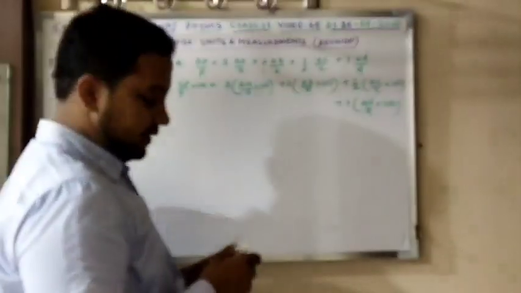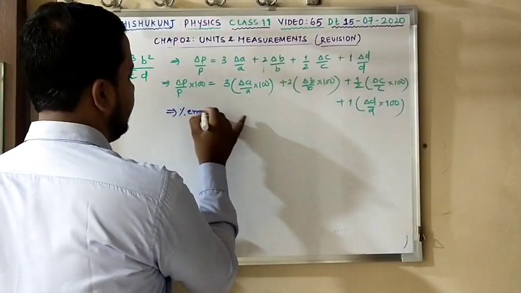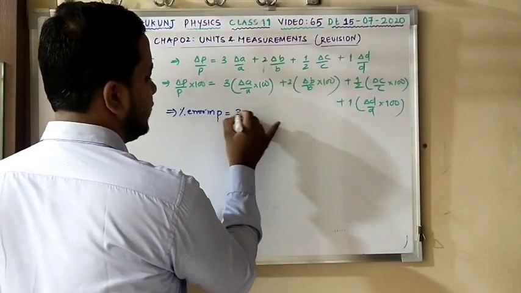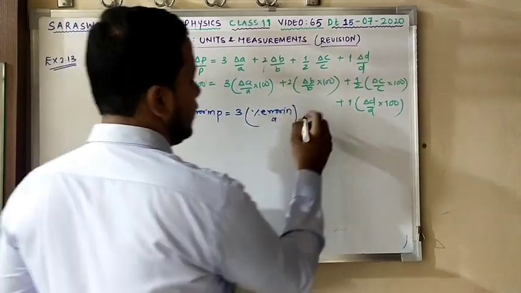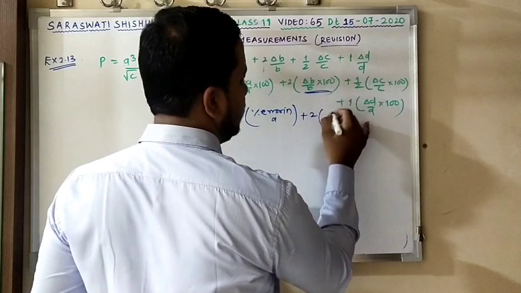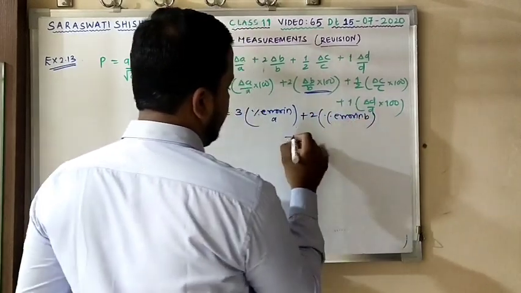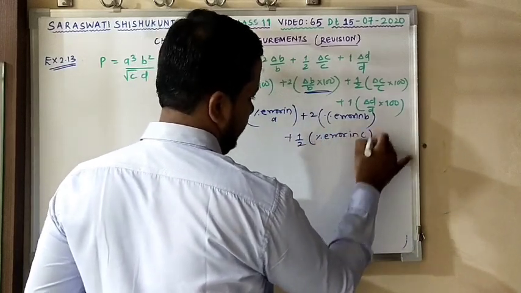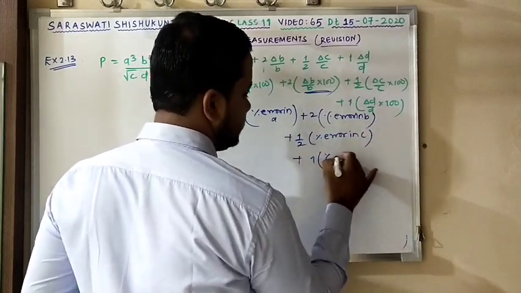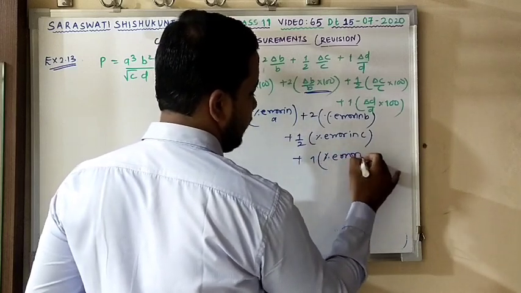Now simply you need to substitute the value. So I can write percentage error in P is equal to 3 into percentage error in A. Yes or no? Next, 2 into percentage error in B, plus 1 by 2 percentage error in C. Very good. And last, 1 into percentage error in D.